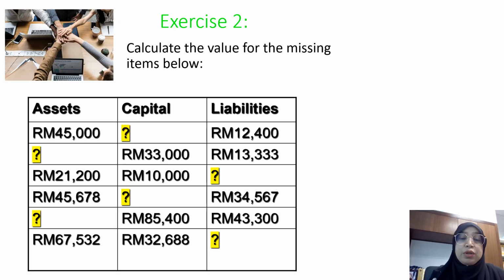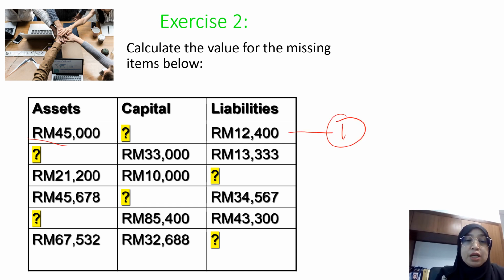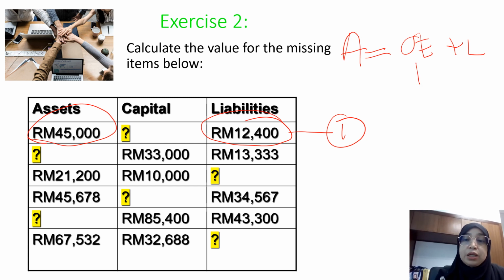Okay, now let's look at exercise 2. Okay, calculate the value for the missing items below. Okay, the first one they give us asset 45,000, liabilities 12,400. So how to calculate capital? Remember our basic equation, asset equals owner's equity plus liability. Now if they give you asset and liability, how to identify your capital?